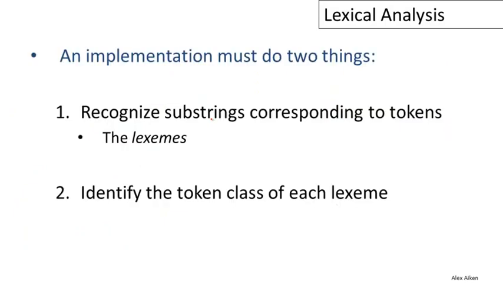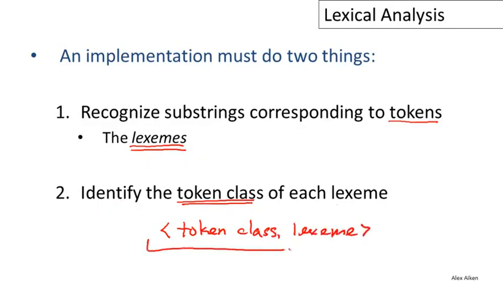To summarize, lexical analysis implementation has to do 2 things. The first job is to recognize the substrings in the input that correspond to tokens. And here's a little bit of compiler lingo. These substrings are called the lexemes. So the words of the program are called the lexemes. And then the second job is that for each lexeme, we have to identify its token class. And then the output of the lexical analyzer is a series of pairs, which are the token class and lexeme. Okay, and one of these pairs is called a token.